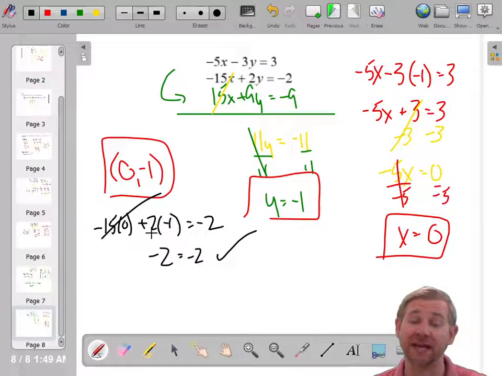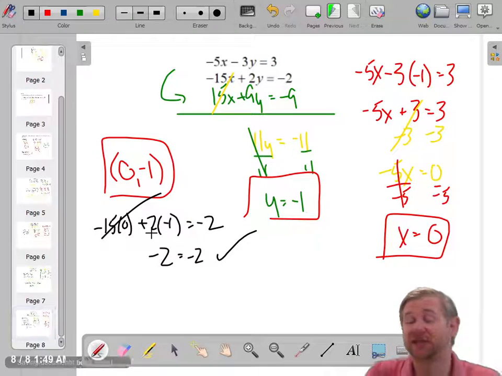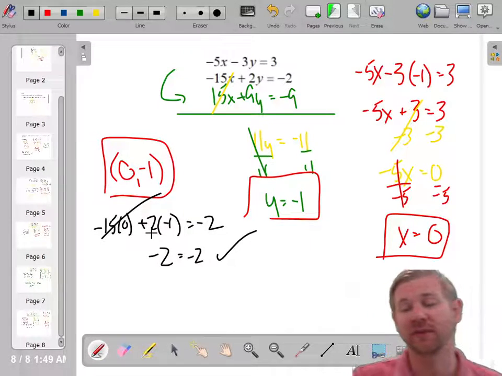So this is called elimination. You've already done substitution. You've already done graphing. Elimination is probably your most powerful strategy when we get to 3 variables.